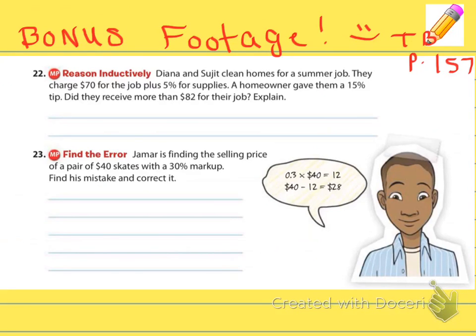All right, you've stayed or you've come back for the bonus footage. This question 22 and 23 is on page 157 in your book. This is still lesson 2.6, finding percent of a number for sales tax, tips, and markups. So, hopefully you have tried the questions on your own, and now you are coming back to check your answers and see the steps. If you have not worked problem 22 or 23, pause now, work the problem, come back and check your work.